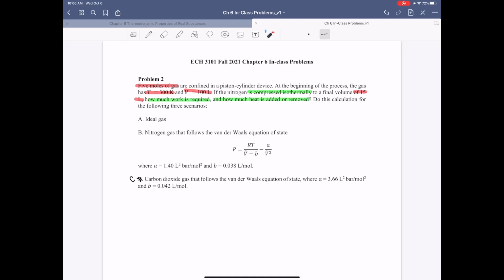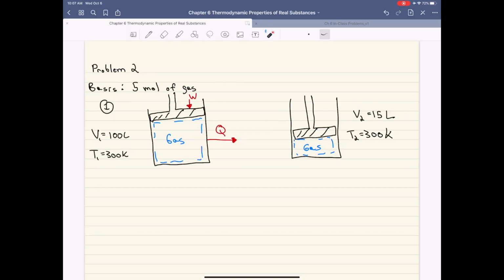Based on this information, what I want you to do is pause the video and draw a schematic of the system. Based on the text in this problem statement, we could draw a schematic of a piston cylinder device that looks like this. Our basis is 5 moles of gas, whatever that gas may be. In the initial state, the gas has a volume of 100 liters and a temperature of 300 K.